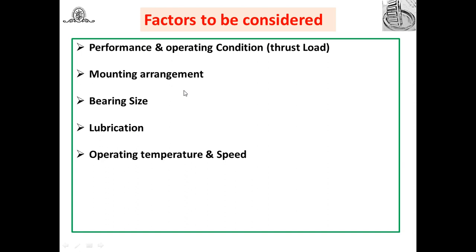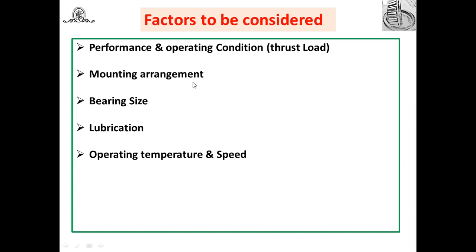Operating means whether it is subjected to purely radial load, or combined radial and thrust load, or only thrust load along with some magnitude of radial, or a combination. That means we have to check the performance as well as the operating condition of that application, or which type of load is coming on the shaft. Then second, mounting arrangement. Mounting arrangement means whether it's a face-to-face mounting or a back-to-back mounting.